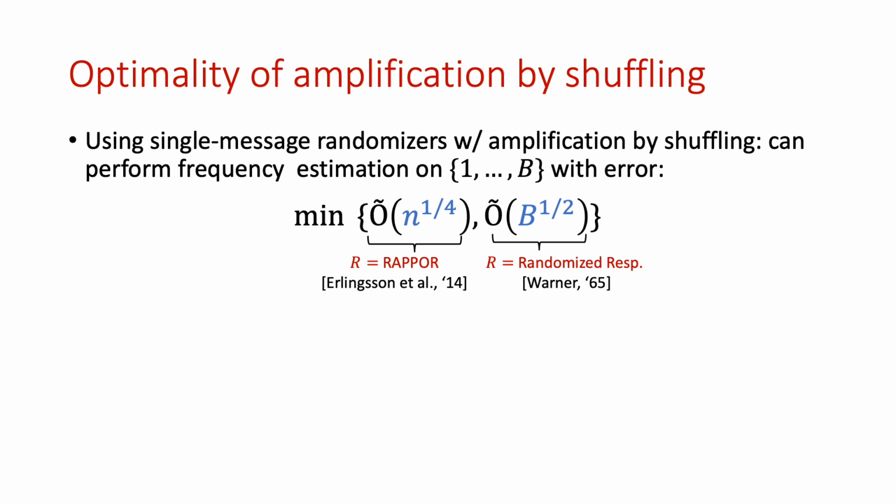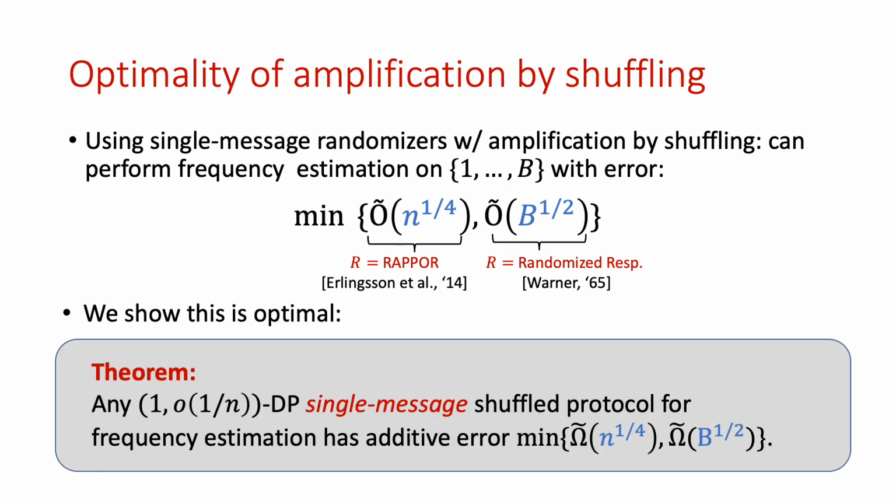Now, using amplification by shuffling, it's possible to show the following upper bound on the error of frequency estimation in the single message shuffle model. You can show that you can perform frequency estimation on a domain of size 1 to b with error which is roughly the minimum of n to the 1/4 and b to the 1/2, up to polylog factors. To get the upper bound of roughly n to the 1/4, you shuffle the output of the local randomizer given by RAPPOR. And to get the upper bound of b to the 1/2, you shuffle the output of the local randomizer given by Warner's randomized response.